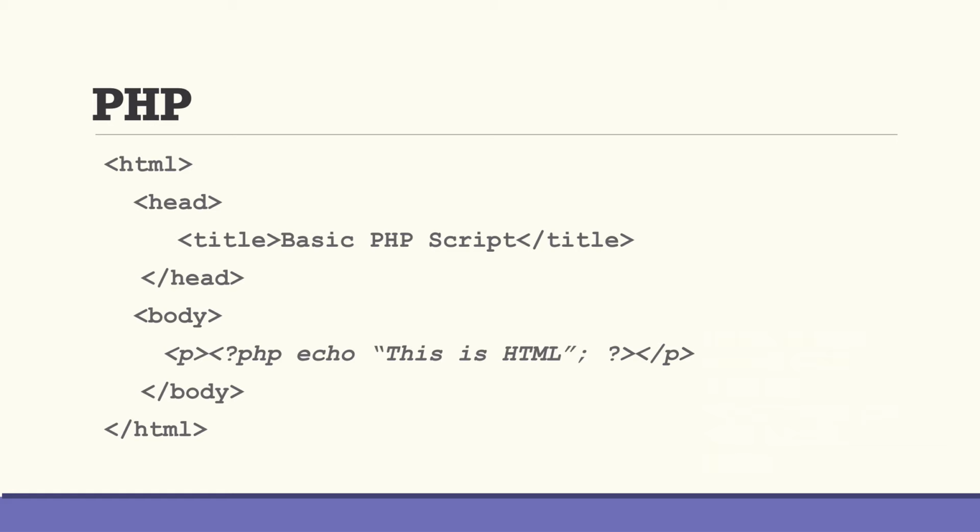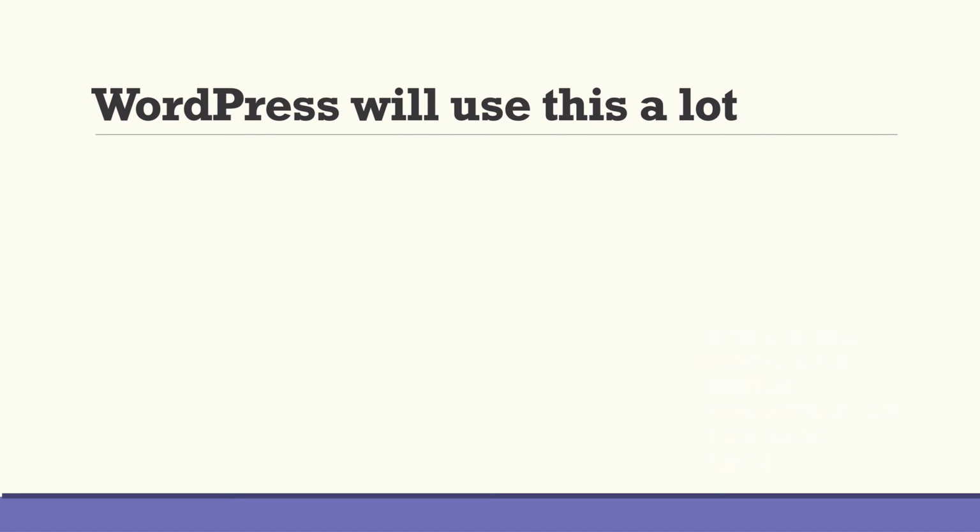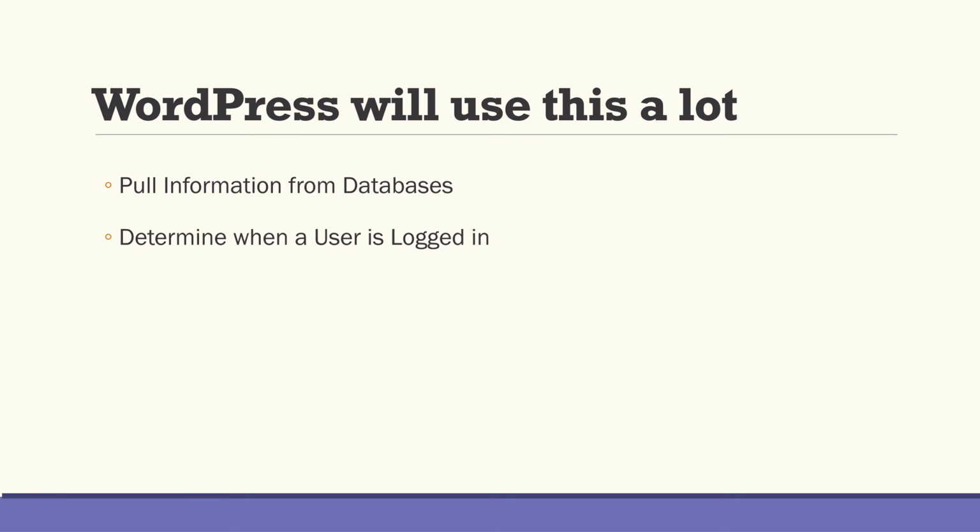So you can see that our HTML looks almost exactly the same, except for the paragraph that has this is HTML in it. Here, we have the opening and closing PHP tags, we have the word echo, and we have this is HTML in quotes. WordPress uses this convention heavily to pull information from a database, determine when a user is logged in, process forms, and a lot more.